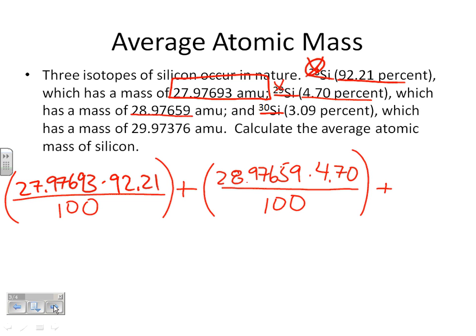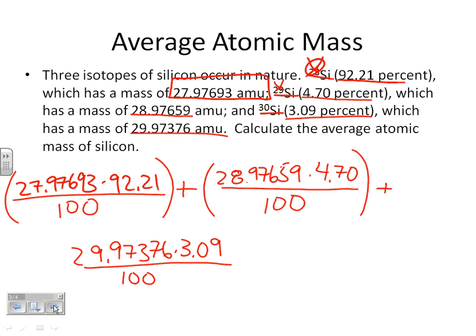And we have a third isotope, so we're just going to do this one more time. The silicon-30, so 29.97376 times the percent that this occurs, 3.09% of the time, divided by 100. And then that's going to give us our answer. Just this: the first isotope information, second isotope information, third isotope information.